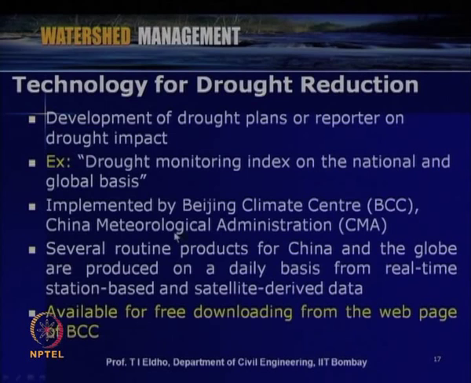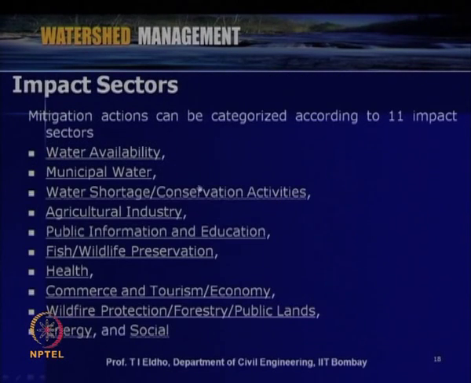So for example in China, the Beijing Climate Center has implemented, with the China Meteorological Administration, several routine products for China and the globe, which are produced on a daily basis from real time station based and satellite derived data. So they come up with the monitoring, then warning, and various measures as far as drought reduction is concerned, and this they are giving not only for China but on global basis also. So that way the modern technologies also we can utilize effectively for drought reduction.